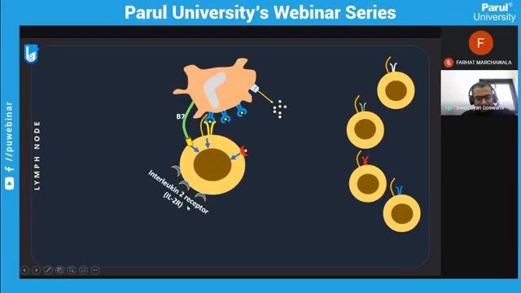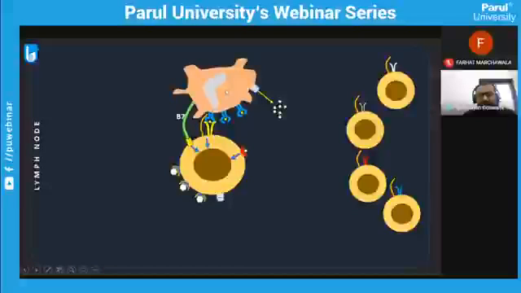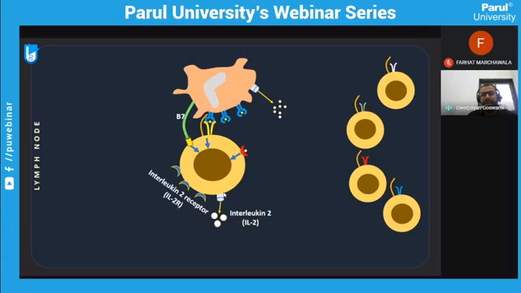And therefore these interleukin 2 receptors are on the surface, and this process is known as autocrine signaling. So if you see over here, the first interleukin 1 interaction is a paracrine signaling, interacting with a receptor and a signal. And over here, if you just go back, it is an autocrine signaling. So interleukin 2 is autocrine, interleukin 1 is paracrine.